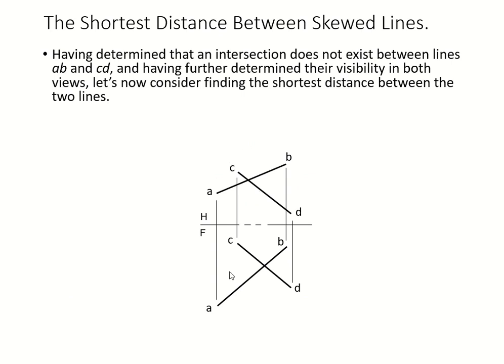So this is a continuation of our example. First, we determine the intersection. Second, we determine the visibility. Now we're going to determine the shortest distance in between them. And here, we know that intersection does not exist. We know that the CD is above AB, okay?